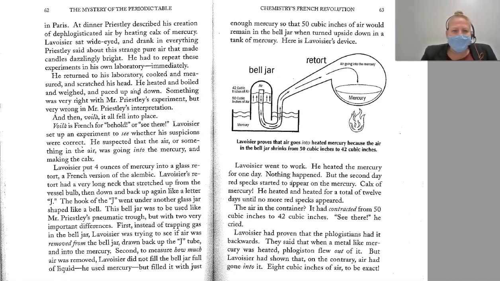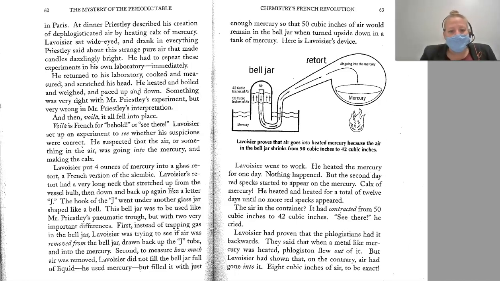He returned to his laboratory, cooked and measured, and scratched his head. He heated and boiled and weighed and paced up and down. Something was very right with Mr. Priestley's experiment, but very wrong in Mr. Priestley's interpretation. And then, voila, it all fell in place. Voila is French for behold or see there. Lavoisier set up an experiment to see whether his suspicions were correct. He suspected that the air, or something in the air, was going into the mercury and making it calx.